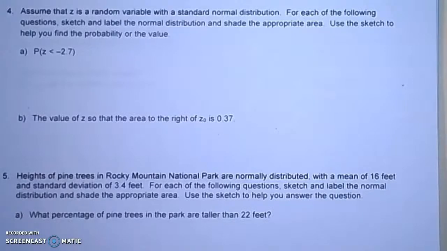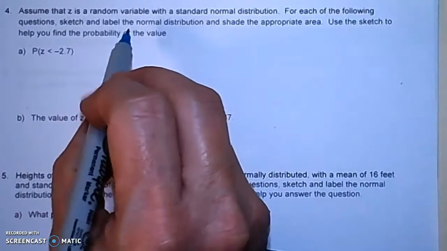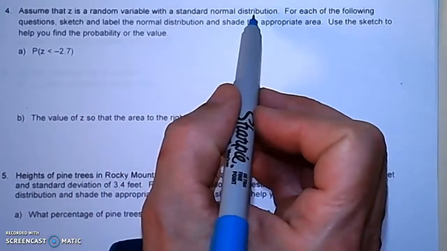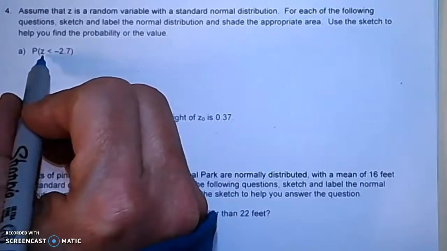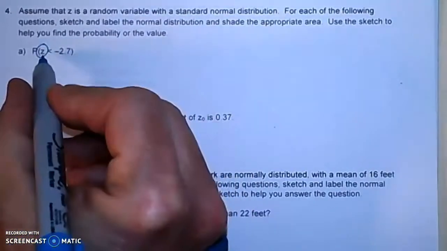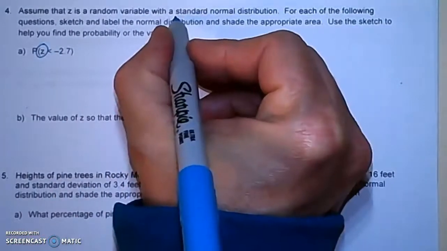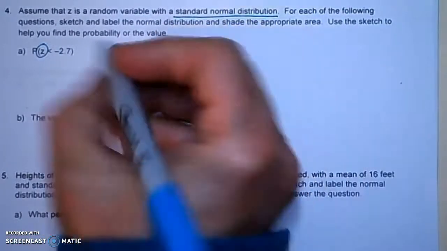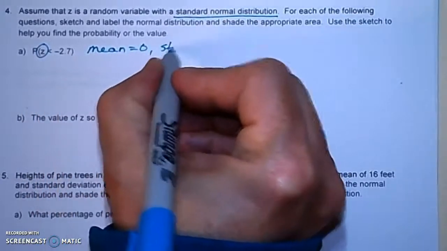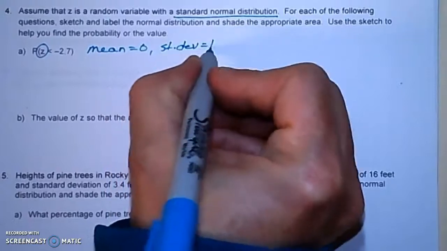Now we're going to look at doing normal probabilities. And for all of these problems, we're going to use the StatCrunch normal calculator. But first of all, we have z, a random variable with the standard normal distribution. The first thing you need to look at with these is that anytime you have a z for a variable instead of an x, that automatically means it's a standard normal distribution. This means that your mean is 0 and your standard deviation is 1.